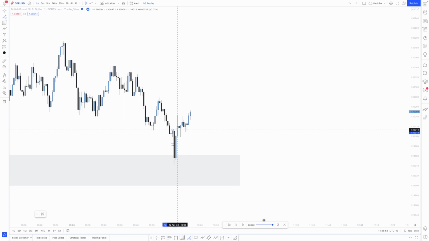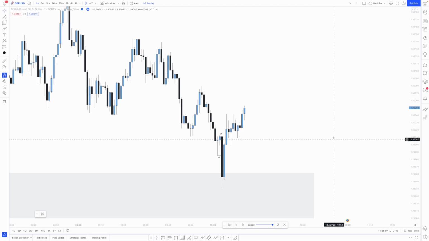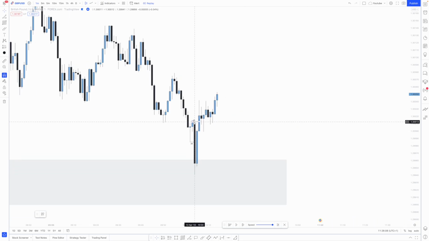So I needed to see a break of this high. So a CHoCH up, and then this is where it's a little bit different. What I was looking for on this trade specifically, as you can see, this demand zone would be absolutely massive. So you wouldn't trade off this because the pip stop loss would be absolutely huge.